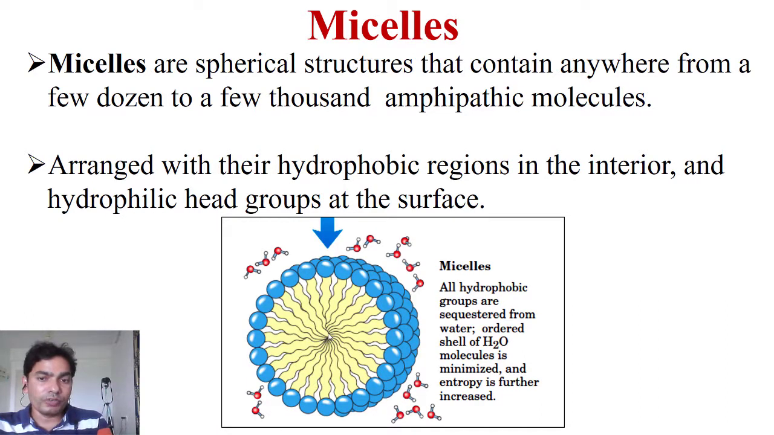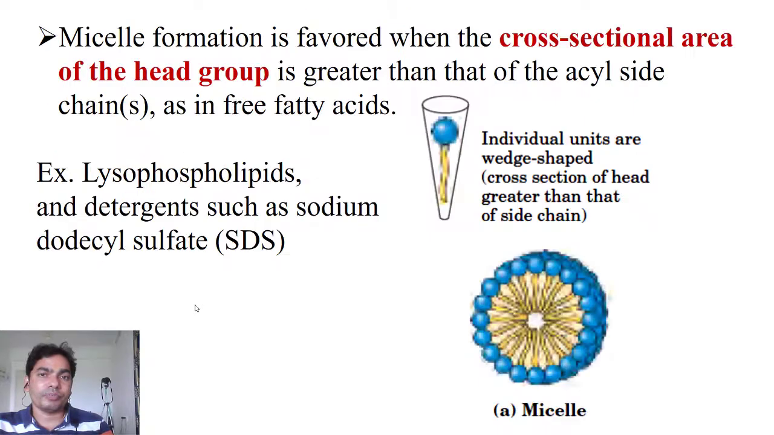So the ordered shell of H2O molecules is minimized. Now water molecules in an ordered condition cannot attach outside it, and entropy is further increased, right? Ordered molecules are no longer there, so entropy is further increased. So they are arranged with their hydrophobic region in the interior and hydrophilic head groups at the surface. This is the arrangement. This is called a micelle, right?